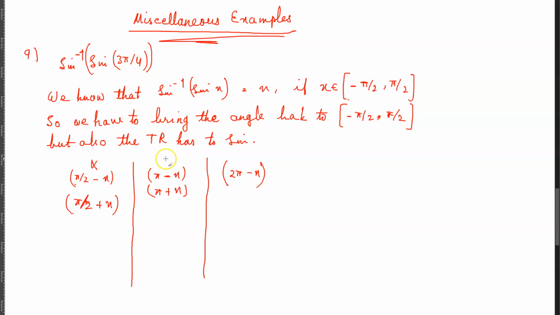Now let's start with pi minus x and pi plus x and see what happens if I write this as pi minus 3 pi by 4. That gives me, so pi minus 3 pi by 4 would be some angle over here, negative pi by 4. That would be okay.